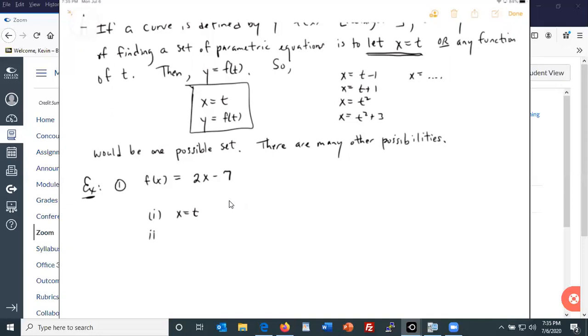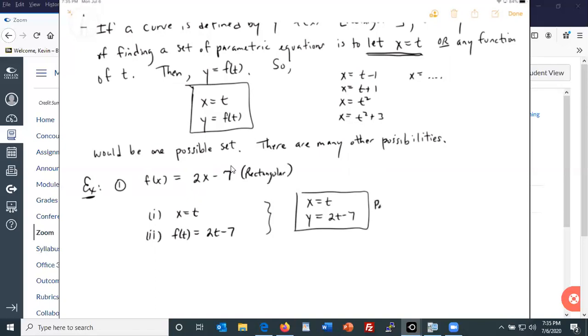Step number 2, find f at t, which would be, so think about that for a second. What would f of t be? I'll give you a hint. It's almost the same thing as f of x. So it wouldn't be 2x minus 7. It would be 2t minus 7. So therefore, my answer would be x equals t and y equals 2t minus 7. Okay, so I started with rectangular form, and I finished with parametric.